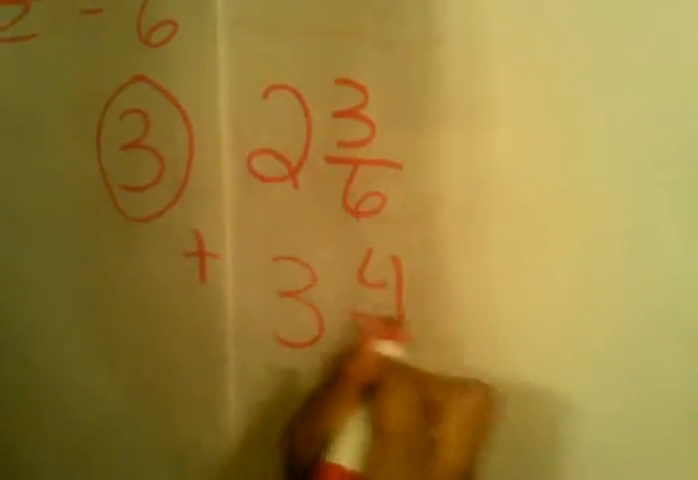2 and 3. What are you doing? 6 plus. You got your problem wrong. You better sit down somewhere. Plus 3 and 4/5.